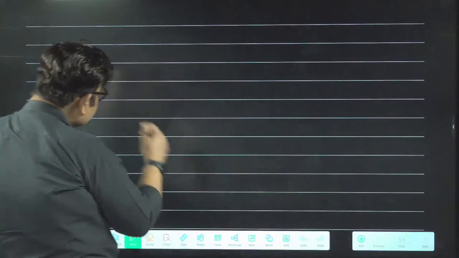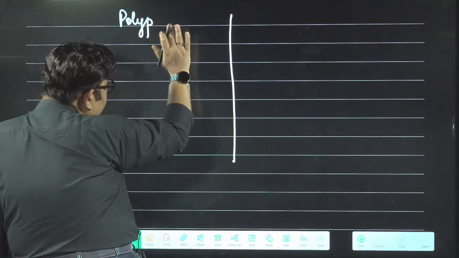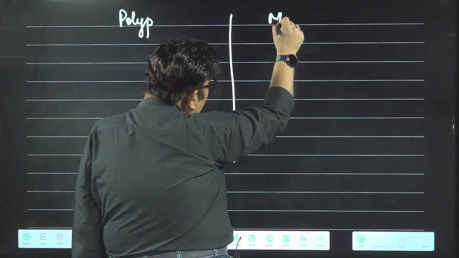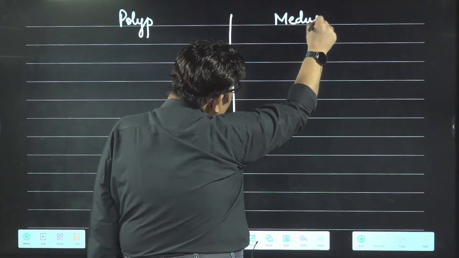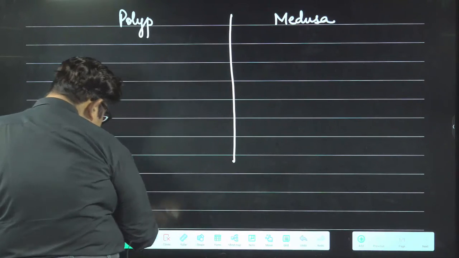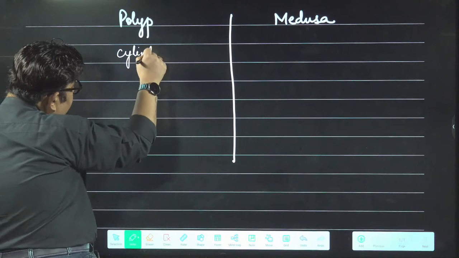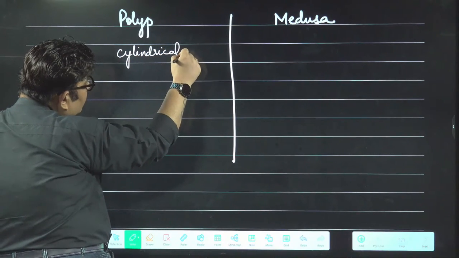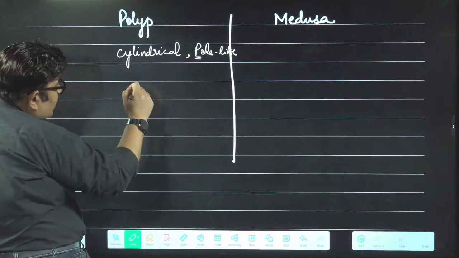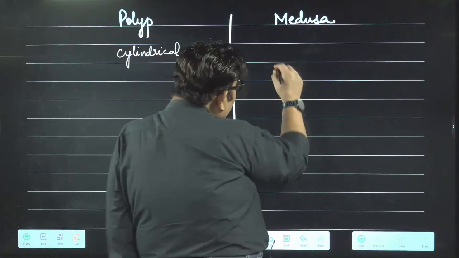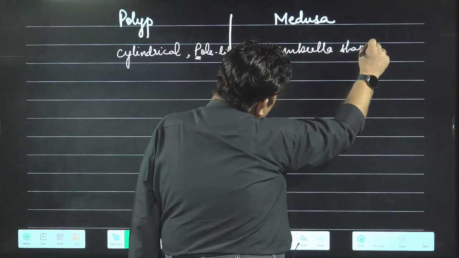Let me tell you something about the two forms, polyp and medusa, the minimum you are supposed to know. Polyp I call pole-like, and medusa is umbrella-like, so overall the shape is different. Polyp is cylindrical, like a pole, because it is erect and non-motile. And medusa is umbrella-shaped. So far you are with me? Good.